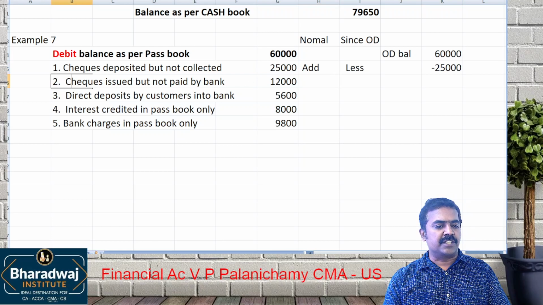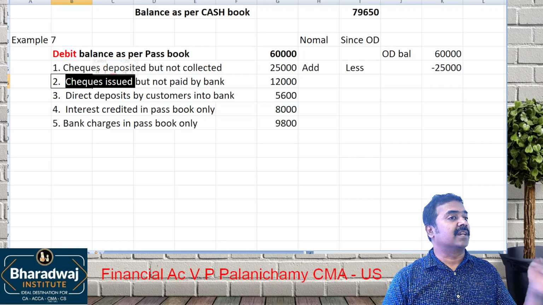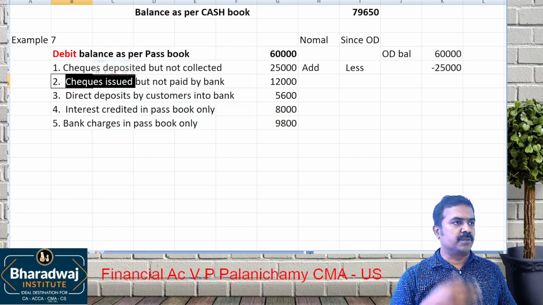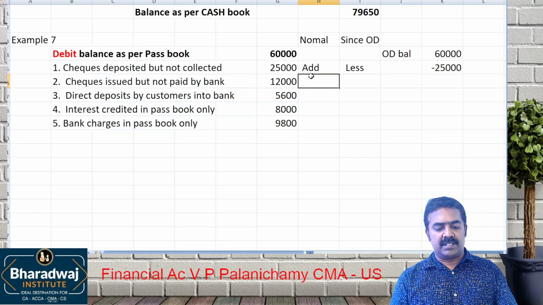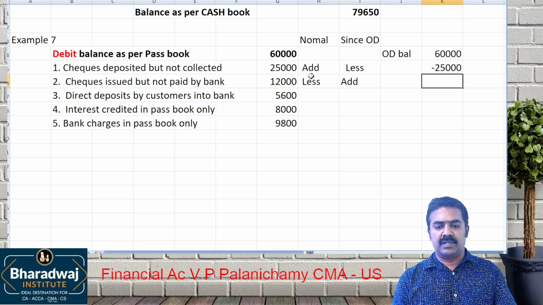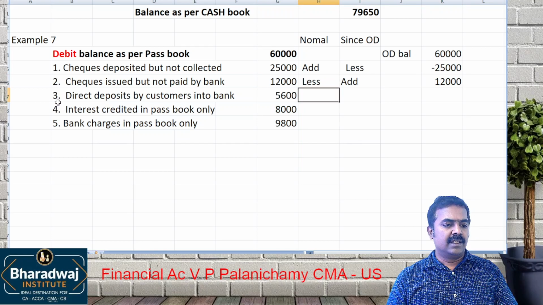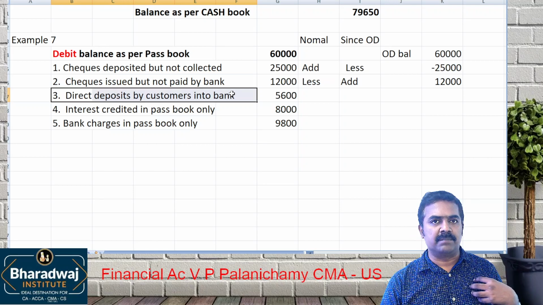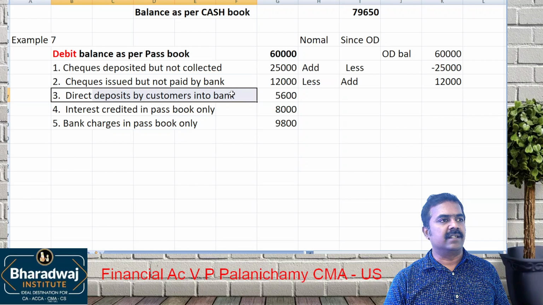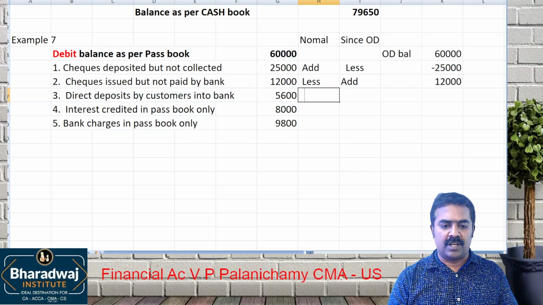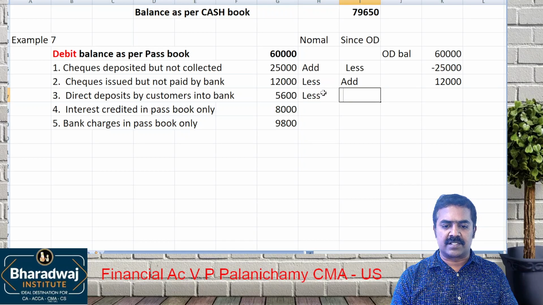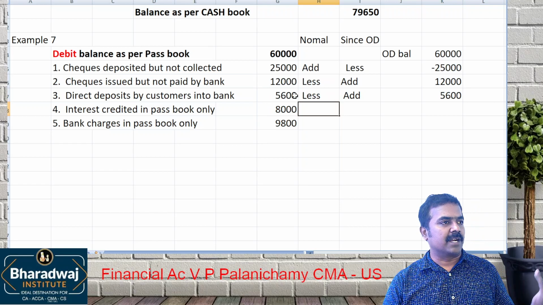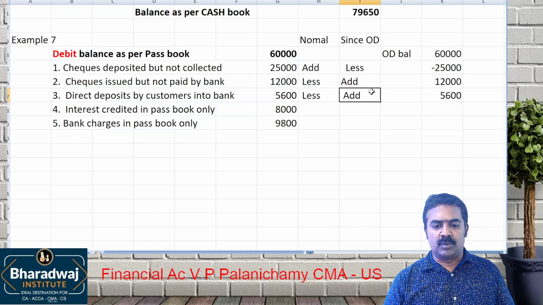Okay. Checks issued. While issuing the check, what would the customer have done? He would have reduced. What should we do? We should also reduce it. But since OD is a starting point, what do we do? Add. Then, direct deposit by customers into bank. We collected money from customers. We have added. Whether the customer has added? No. So, normally what would we do? Less. Since OD is a starting point, what do we do? Add 5,600.